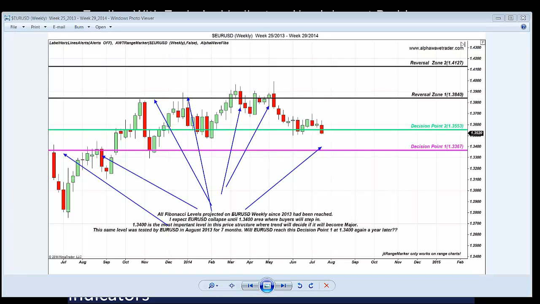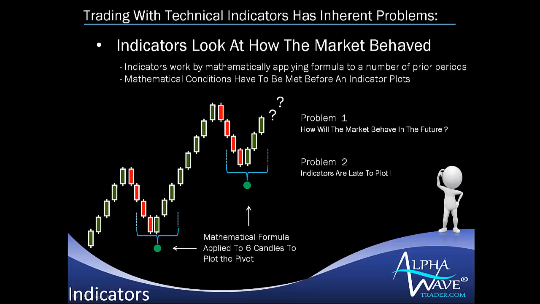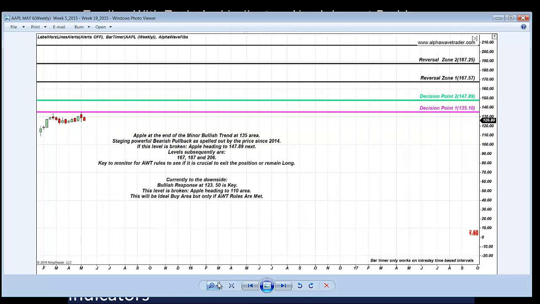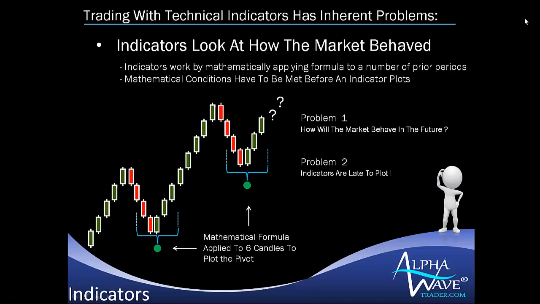We'll take a look where euro and oil are today. And here's Apple. End of minor trend on weekly. Clear? I spelled out. Currently to the downside. Bullish response 123 and 110 are the key. Clear? Never ever enter into the end of the minor trend. What chart you trade is up to you.